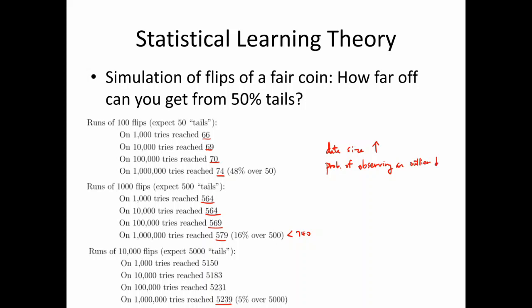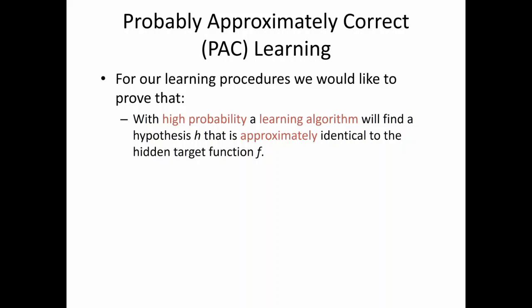So the question is, for our classifiers, how big of a data set is big enough so that it performing well on some test set is not a fluke? So for this, we introduced a notion of probably approximately correct, or PAC learning. And here's what we want. We want to be able to prove that we can find a hypothesis H, which again is a model or classifier that's approximately correct or identical to the target F with high probability.